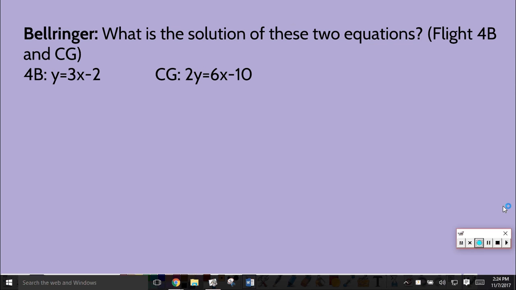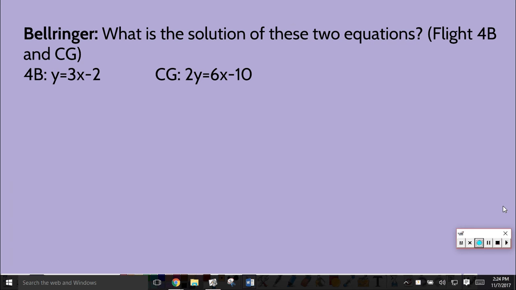for x. Okay? Looking at equation C, can I automatically set those equal to each other? No? I can't? Looking at equation C, the way that it's written, can I automatically set it equal to equation B? Why can't I set it equal to B? Because it's 2y. The y has to be by itself. That's right.